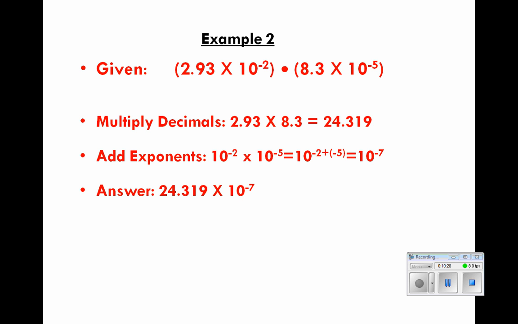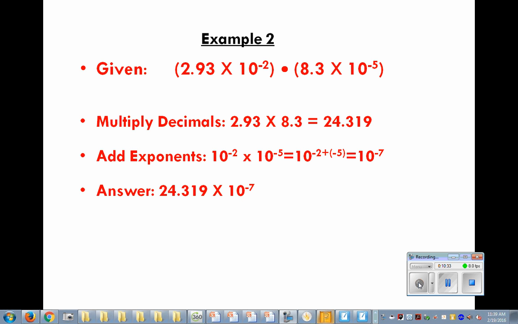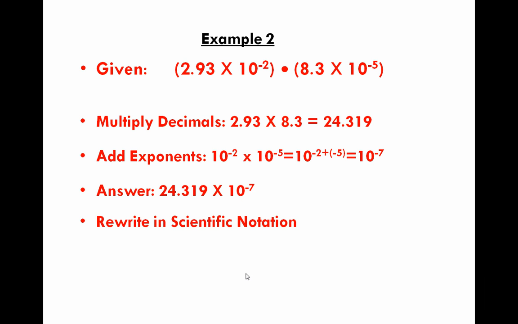But then, we still need to write this in scientific notation. So I have to move my point to the left once. Since we move to the left, we have to add. So add 1 to negative 7. This will become negative 6. So 2.4319 times 10 raised to negative 6.